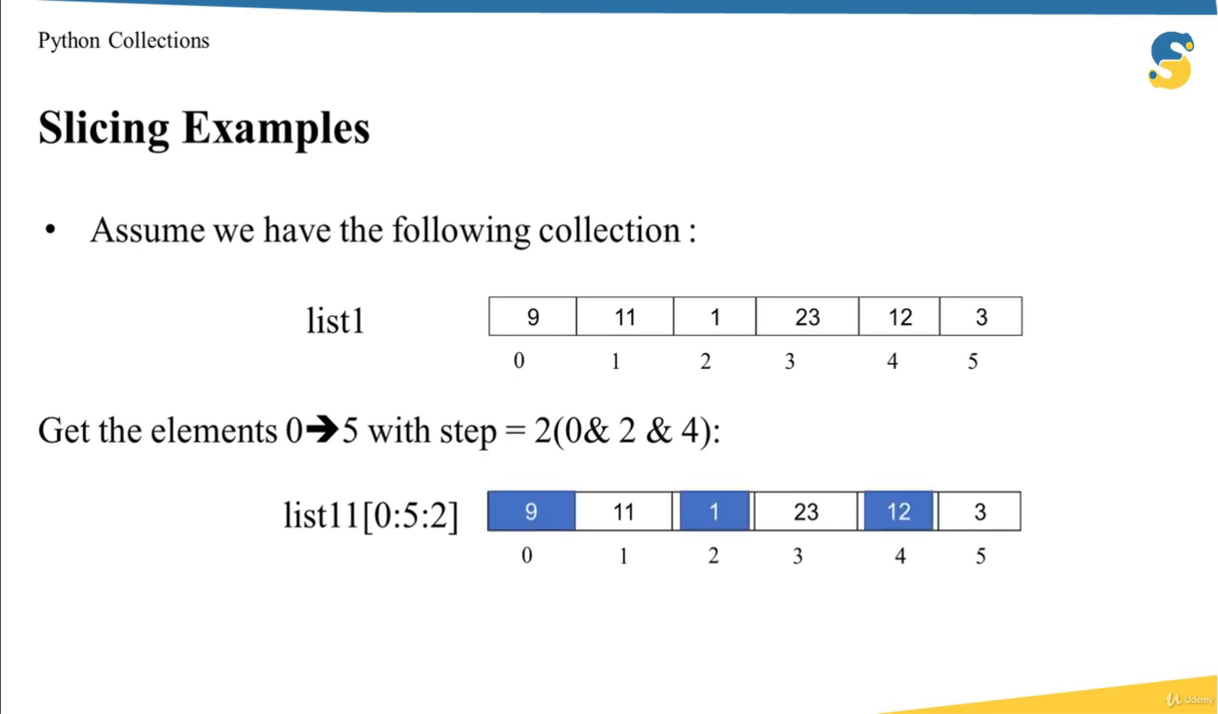In this case, you will extract these elements, which are 9, 1, 12, and this will give you this new list. In this case, I move two steps because I choose the step by myself to be 2. And that's all for this lecture.